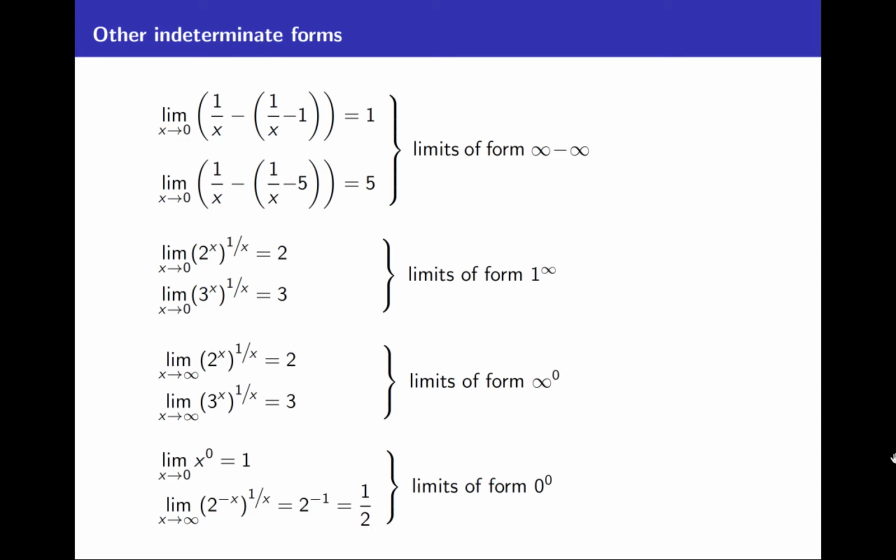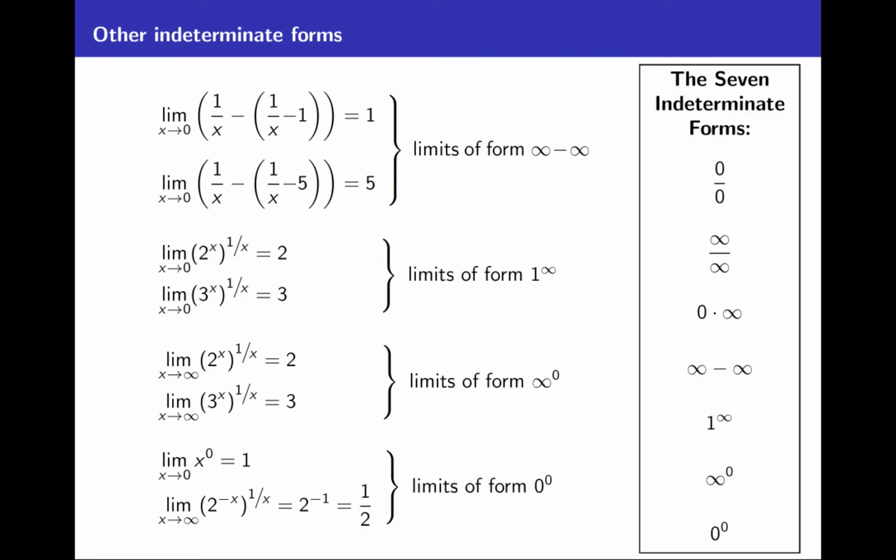So on this page, we have our 4 new indeterminate forms, giving a total of 7 indeterminate forms. There's 0 over 0, infinity over infinity, and 0 times infinity that we introduced previously. And on this page, we have 4 more: infinity minus infinity, 1 to the power of infinity, infinity to the power of 0, and 0 to the power of 0.